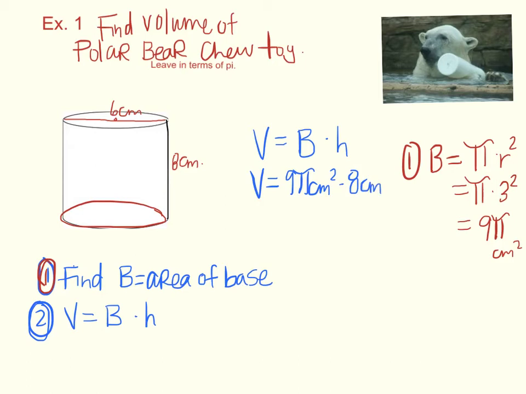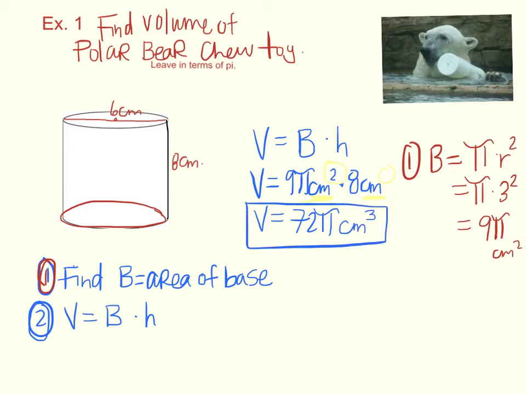And I want you to notice that I have centimeters and centimeters squared right here. My volume is going to be 9 times 8, so 72 pi centimeters. There are 2 here, 1 there, centimeters cubed. Volume is cubic, so please make sure that every time that you put a volume down that your amount is always cubic.